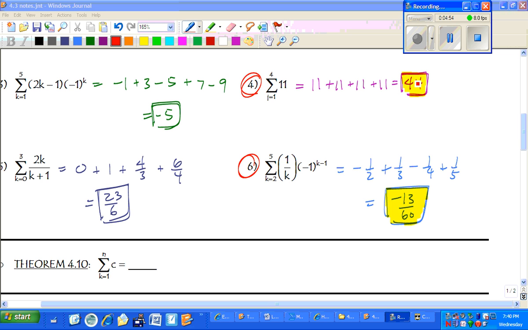You should have gotten 44 for number 4. That shouldn't have been too tough. And then number 6, negative 13 over 60. This one again alternates. It's set up a little bit differently than number 3 was, but it alternates signs. And then we have fractions, 1/2, 1/3, 1/4, 1/5. Adding those up, you should get negative 13 over 60.